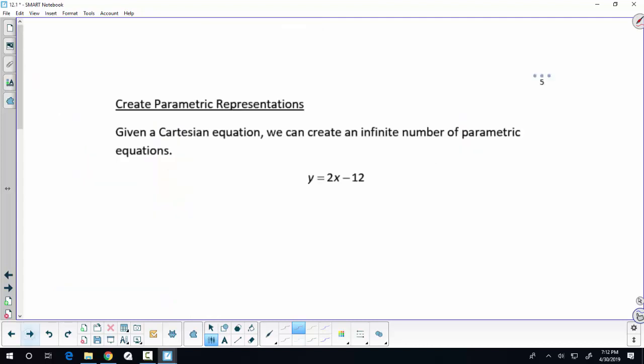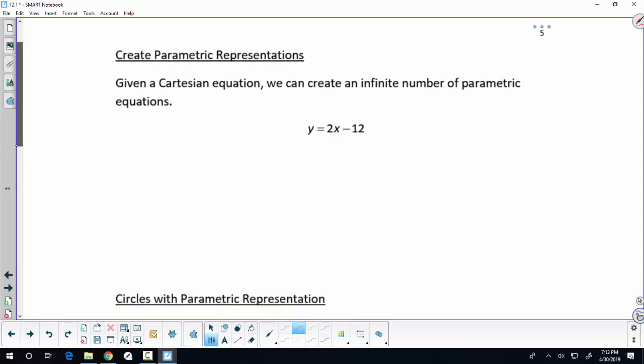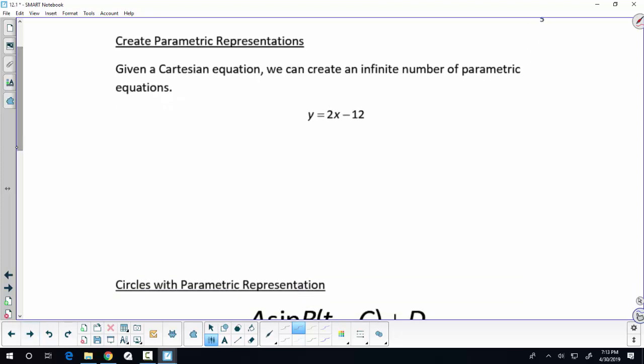And these representations are not unique. So for instance, the equation y equals 2x minus 12, all of us could come up with a different parametric representation for the same line. Here are just a few. If I say x is equal to t, and most of them are obvious once you see a substitution kind of thing, then if x is t, then y is 2t minus 12.